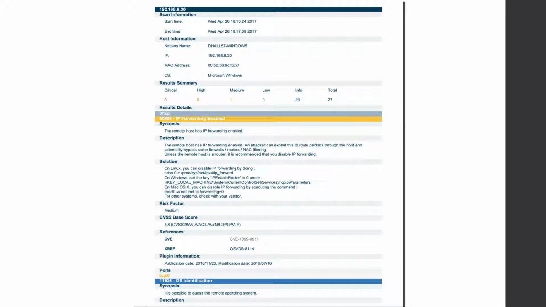It includes the one vulnerability I found, with IP forwarding being enabled, and it displays the solution, the description, and the risk factor associated with this vulnerability. It also includes an entire results summary for this server, and there's a separate one for Linux as well. So with Windows, it came to a total of 27, 26 of them being informational and one being medium. So overall, it looks pretty good.